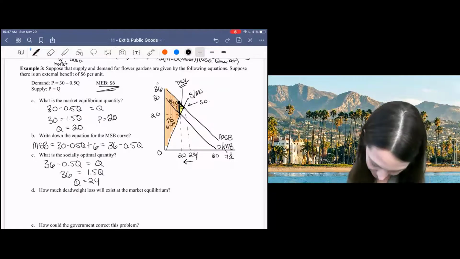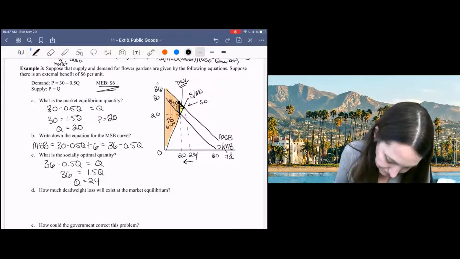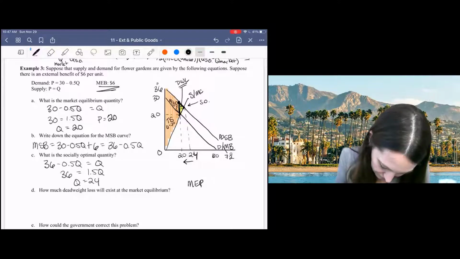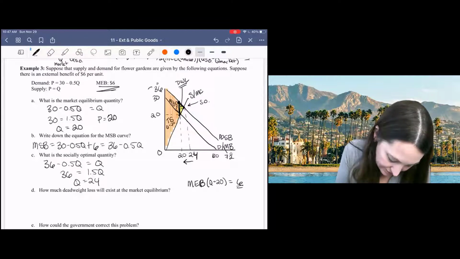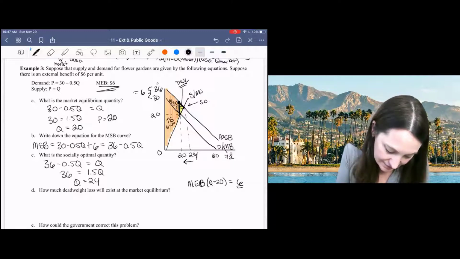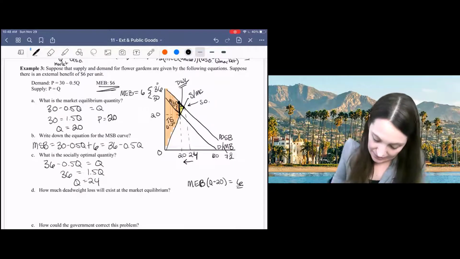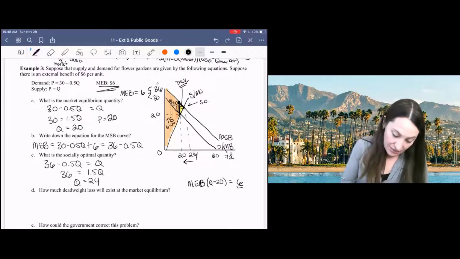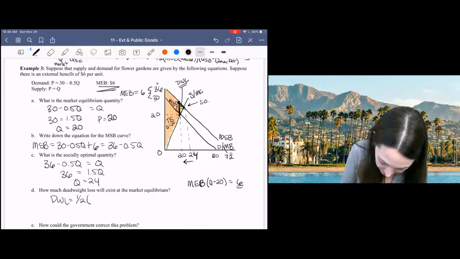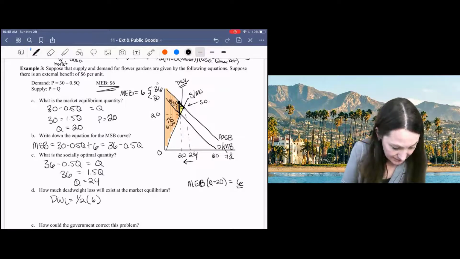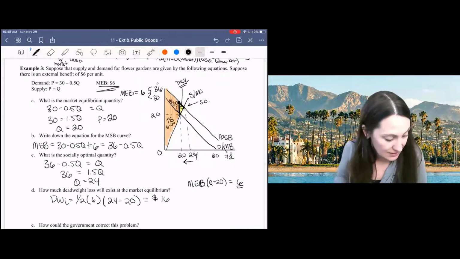And that's easy because in this case, the marginal external benefit is constant. So at a quantity of 20, the marginal external benefit is 6, because the marginal external benefit, the difference between these lines, is always 6. And then we can calculate our deadweight loss as 1/2 times our marginal external benefit times the difference in the quantity, and that's going to give me 16.